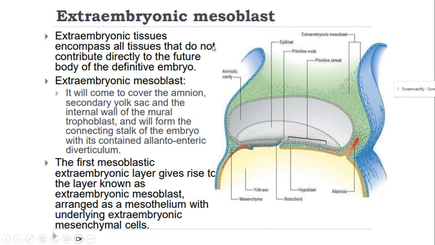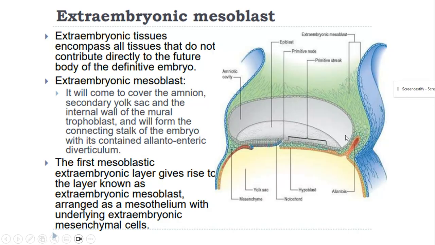Extra embryonic mesoblast. Extra embryonic tissues encompass all tissues that do not contribute directly to the future body of the definitive embryo, right? So the extra embryonic mesoblast will come to cover the amnion, the secondary yolk sac, and the internal wall of the mural trophoblast, and will form the connecting stalk of the embryo, which contains the allantoenteric diverticulum, right? So now slowly we are only getting more sophisticated.